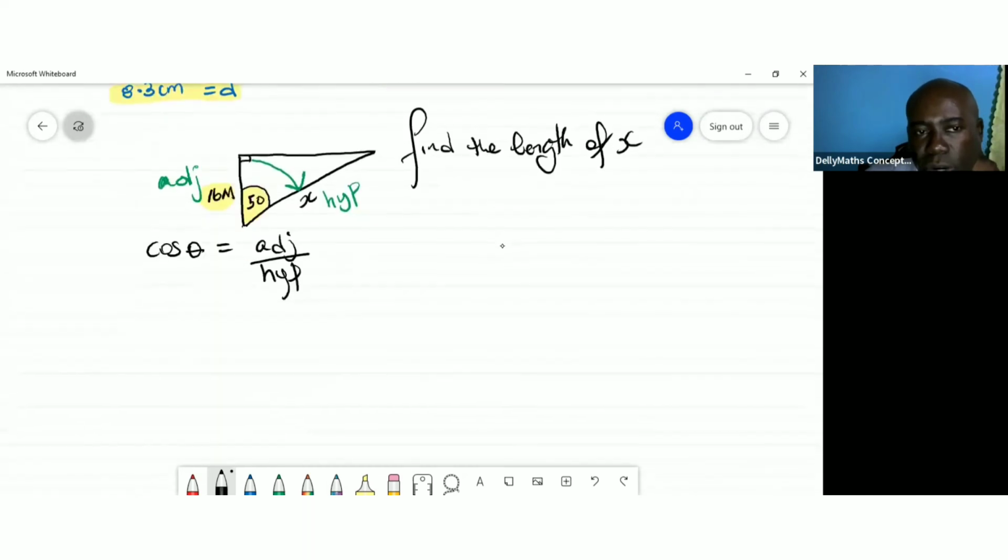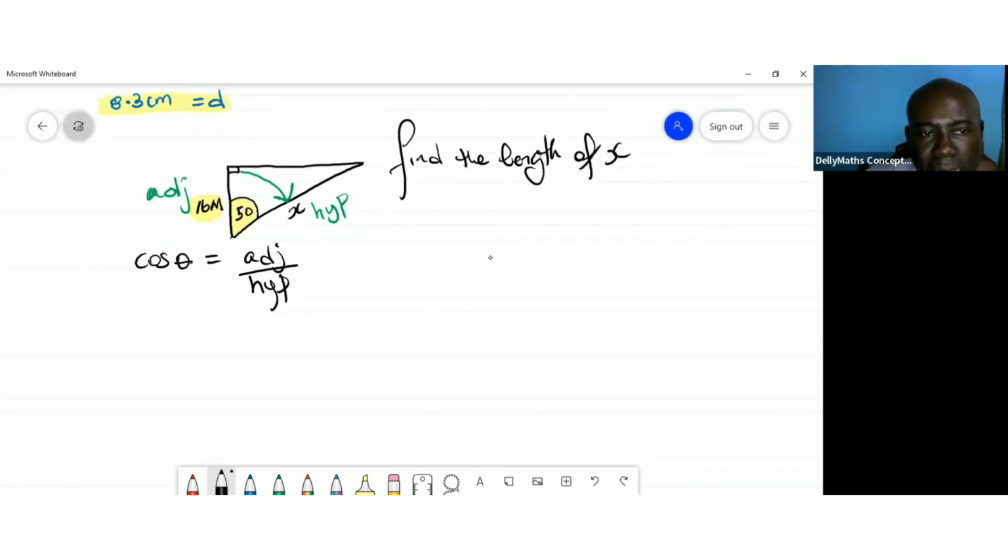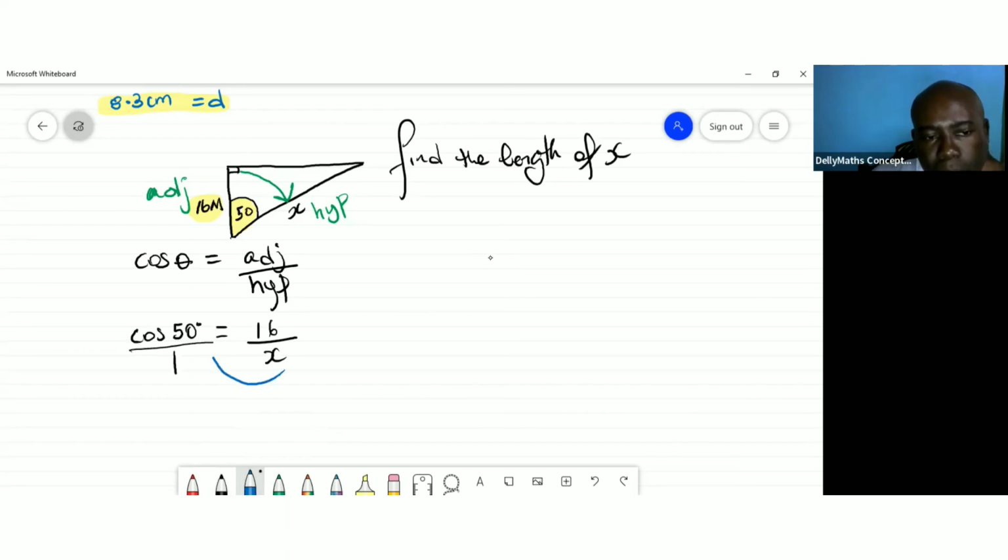All right, let's continue working. So in this case, we're saying the cos of 50 degrees is equal to the adjacent side, which is 16, over X. Well, we can cross multiply. X times the cos of 50 is equal to 1 times 16. So X times the cos of 50 degrees is equal to 1 times 16.